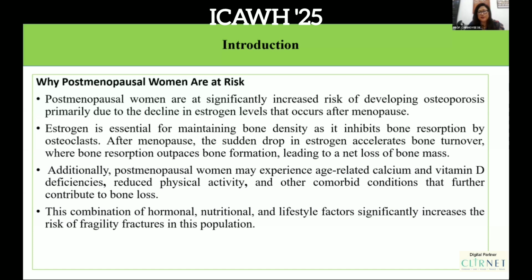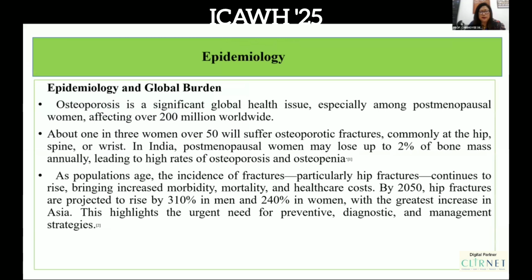Additionally, postmenopausal women may experience age-related calcium and vitamin D deficiencies, reduced physical activity, and other comorbid conditions that further contribute to bone loss. These combinations of hormonal, nutritional, and lifestyle factors significantly increase the risk of fragility fractures in this population. So postmenopausal osteoporosis is very important in osteopathy in our country, basically in developing countries.